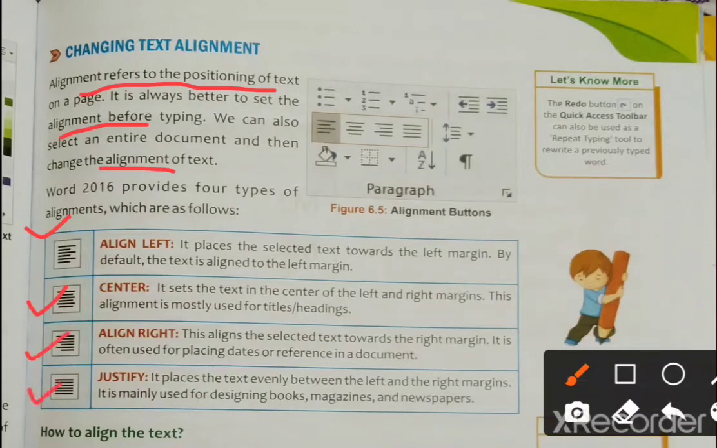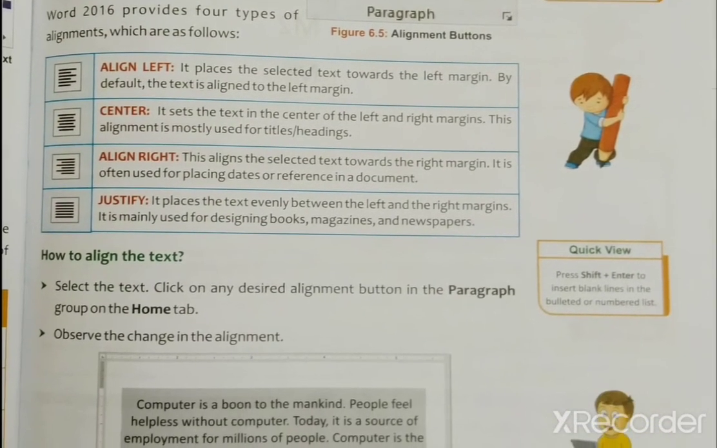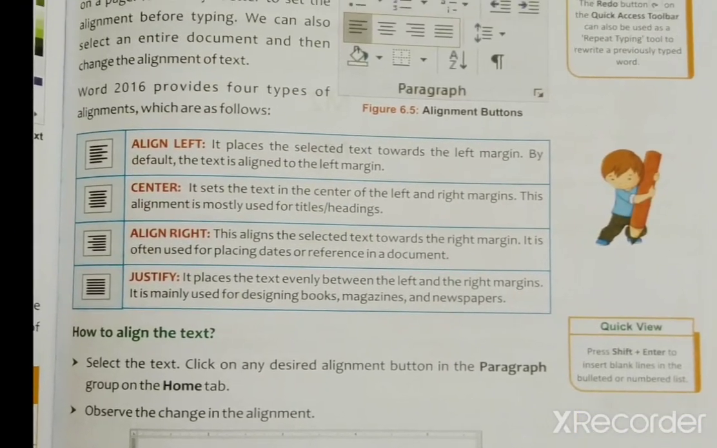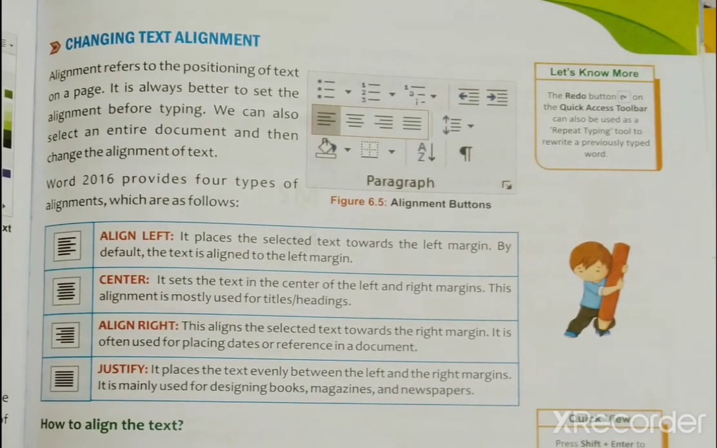So there are 4 types of alignments, and these are align left, center, align right and justify. Now we will understand how to align the text and how to change the alignments practically. So let us understand.